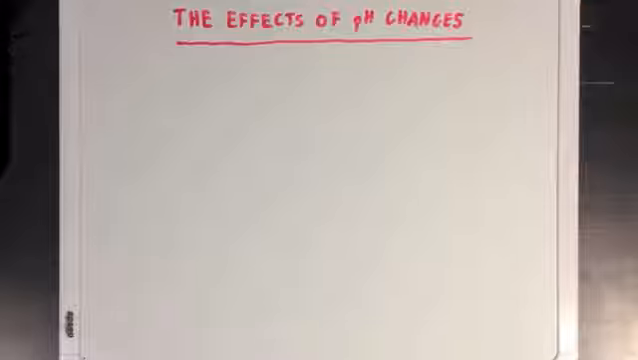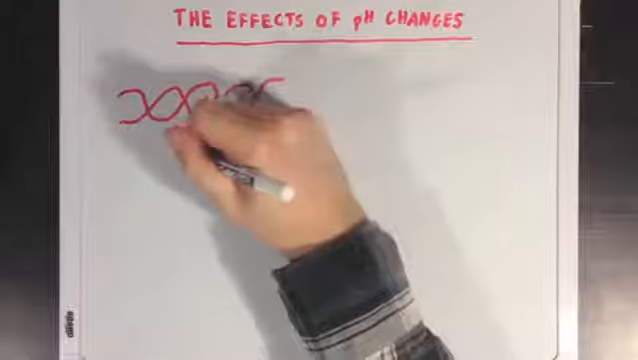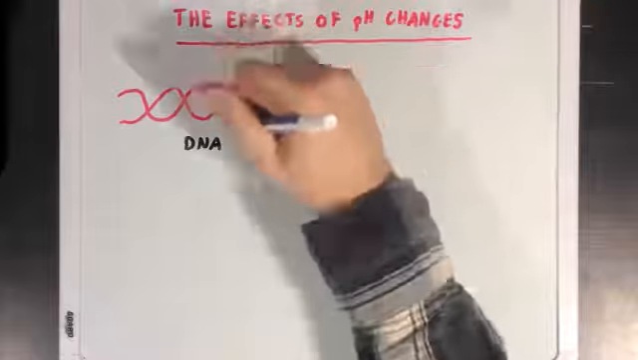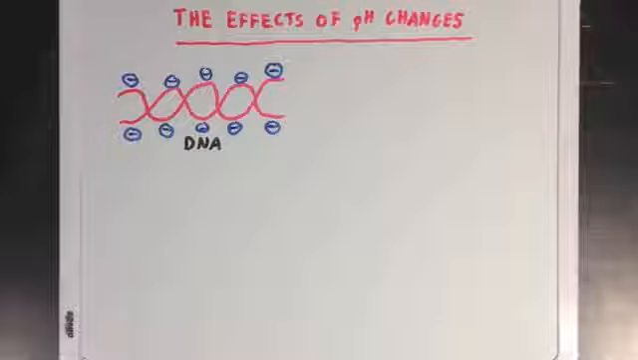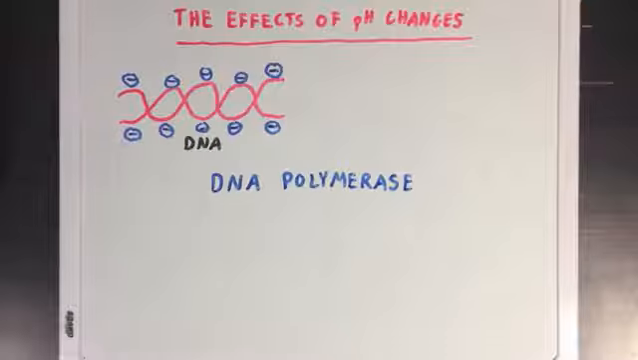Well, let's first look at the effects of changing the pH of an enzyme's environment, and jump right in with an example. So remember that DNA is a very negatively charged molecule because of all the negatively charged phosphate groups that you'd find on DNA. And in order for the enzyme DNA polymerase to help out with DNA replication, it binds a magnesium ion cofactor, which it uses to stabilize all the negative charge on DNA.